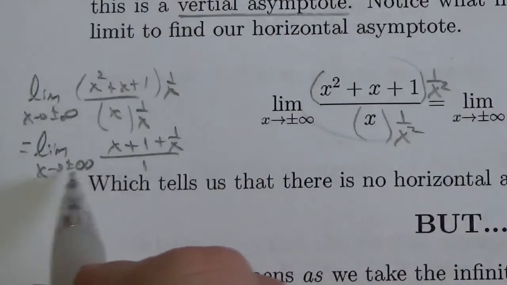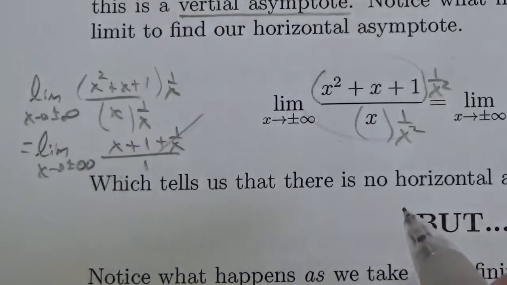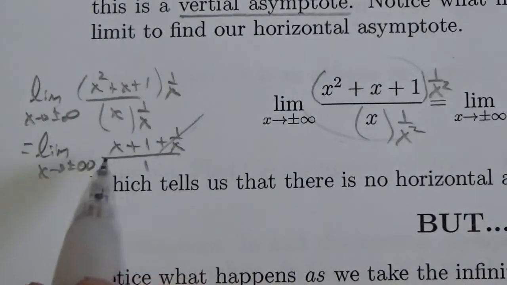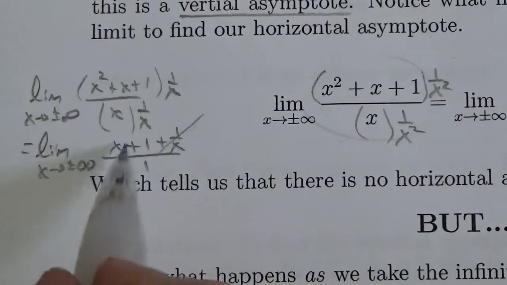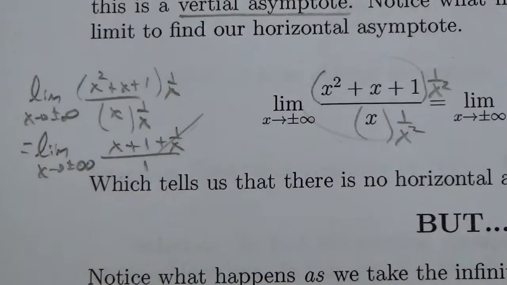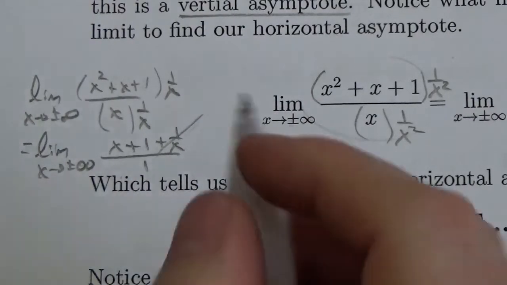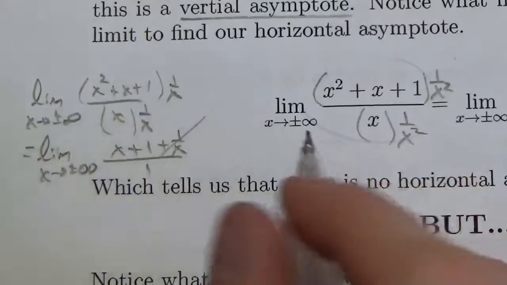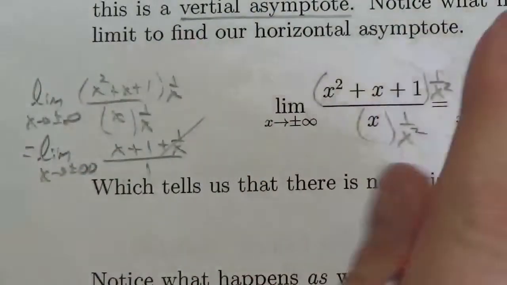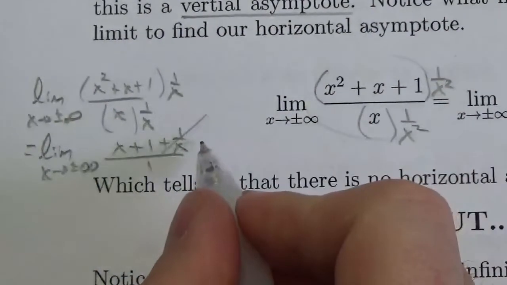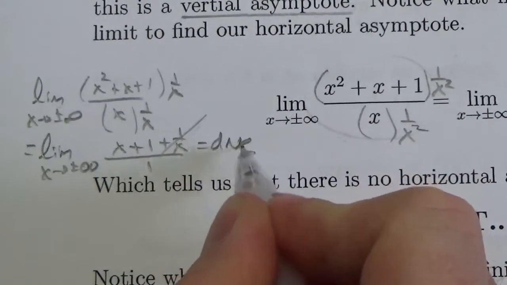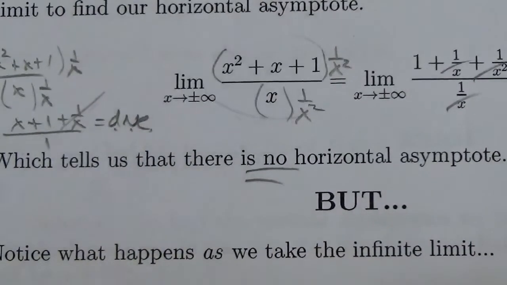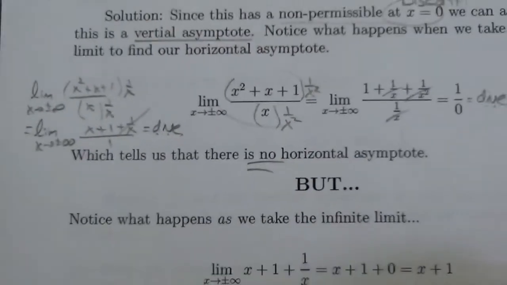Now, as x goes off to infinity, 1 over x is going to go to 0. That's clear. But then I'm going to be stuck with this x plus 1, and as x goes to infinity, that x is also going to go to infinity. And so what's going to happen is this function is just going to get larger and larger and larger in both directions, the positive direction and the negative direction here. And so as a result, the limit here does not exist, and we know that there is, in fact, no horizontal asymptote.